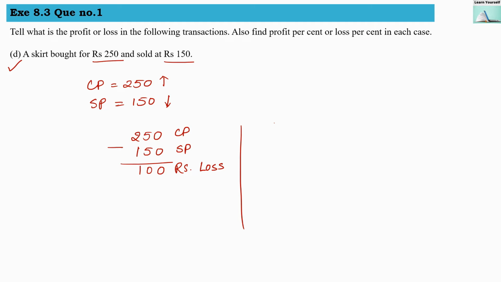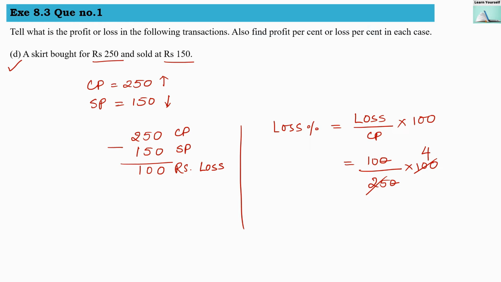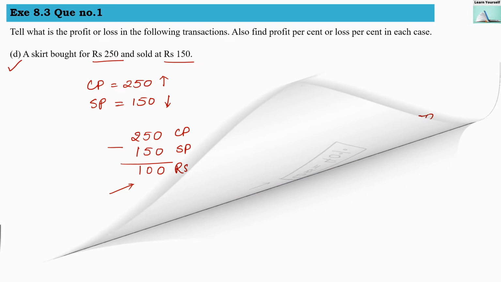Now to find out how much will be the loss percentage, we have the formula loss divided by cost price in multiplication with 100. Our loss is 100 rupees divided by cost price 250 in multiplication with 100. So 0 we can cancel it out over here, and 25 4s are 100. So 4 into 10 is 40. So loss percentage is 40%. So loss in terms of rupees is 100 rupees and in terms of percentage is 40%.